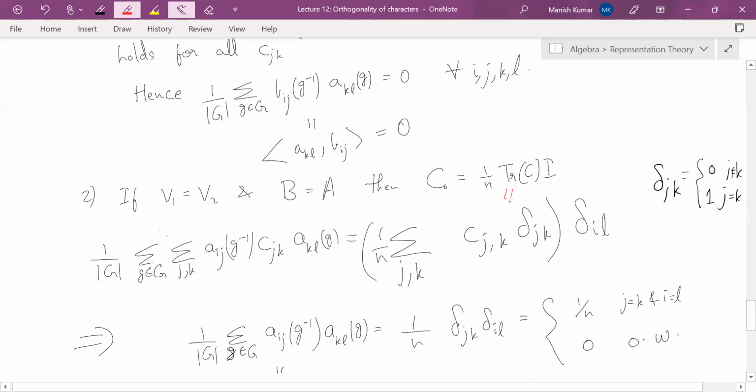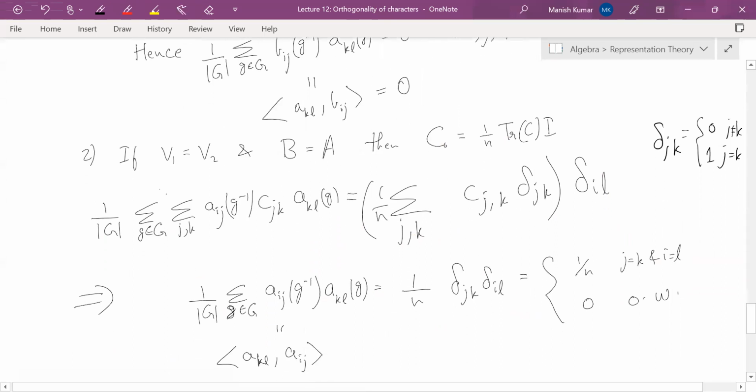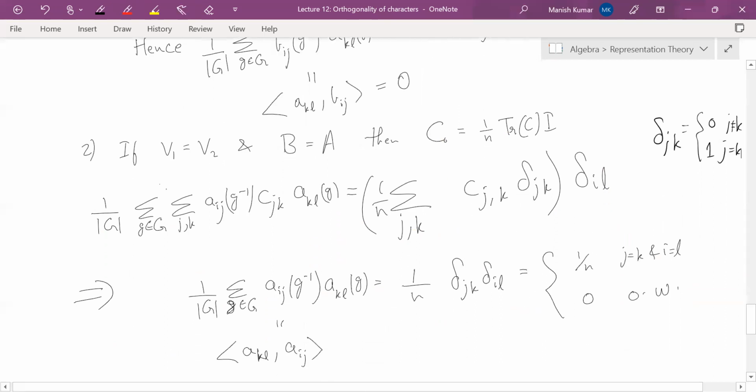Now again you equate the coefficients of C_jk. If you fix j, k, then on the left hand side you get 1 over the size of G, summation over g in G of A_ij(g inverse) A_kl(g), and on the right hand side you have 1 over n delta.